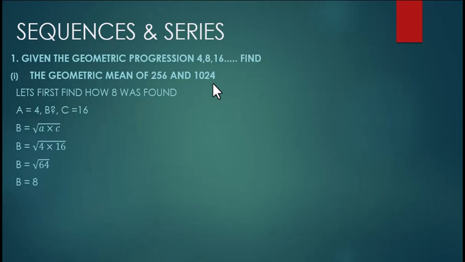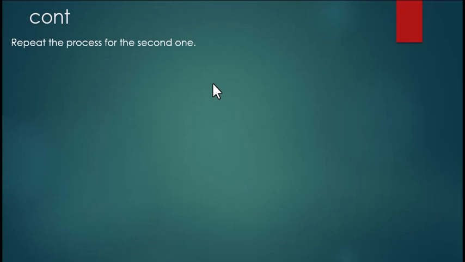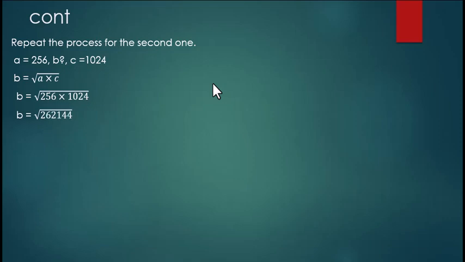Okay, so we identify our A as 256, B we don't know, and C is 1024. Our B is equal to the square root of A multiplied by C. So we substitute: 256 multiplied by 1024.